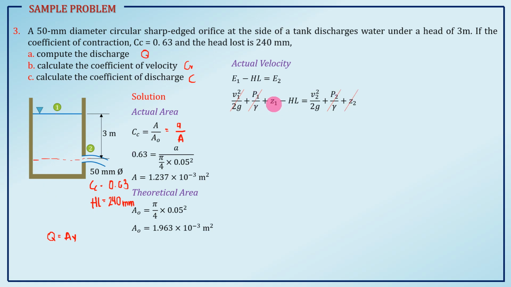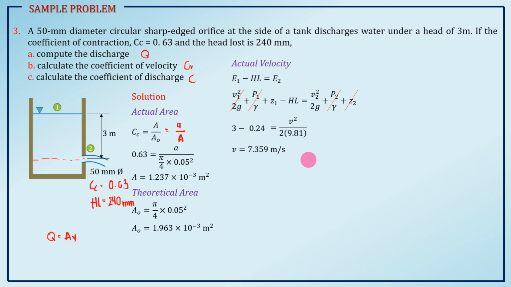It is not in our equation. What remains is Z1, HL, and the V2 squared over 2g. The value of Z1 is 3, HL is 0.24. The velocity here, the unknown, is the actual velocity. Then g is the gravitational acceleration. Solving for the actual velocity, we have 7.359 meters per second.